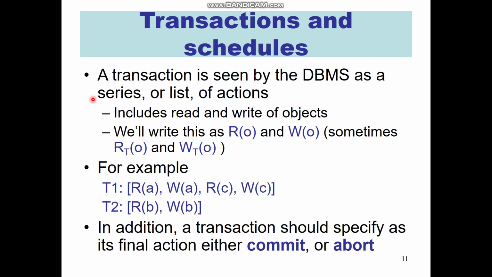So normally a transaction is seen by the database as a series or list of actions. You write your transaction like read and write. Commonly R and W are used for read and write. And once the transaction is completed, you write commit, or if the transaction is stopped in the middle, you write abort.